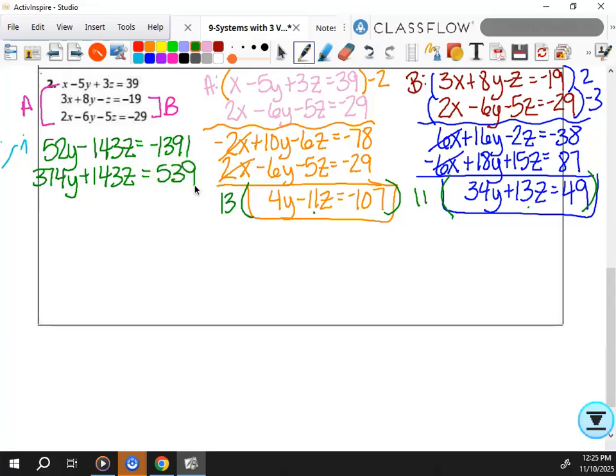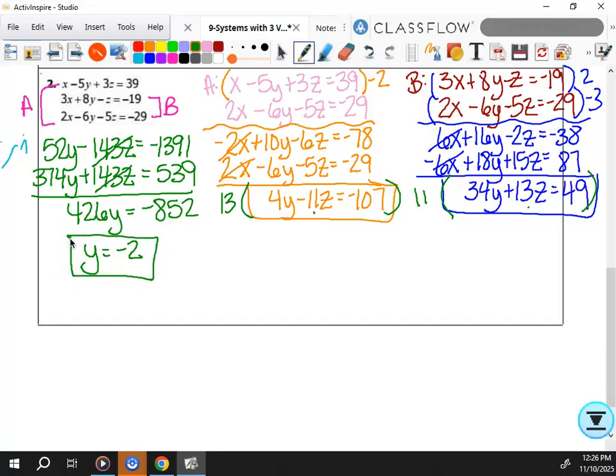Okay, so the numbers are big, but you can use the calculator. You'll be just fine. These zero out. So this will give me 426y equals negative 852. So after all that, y is equal to negative 2.